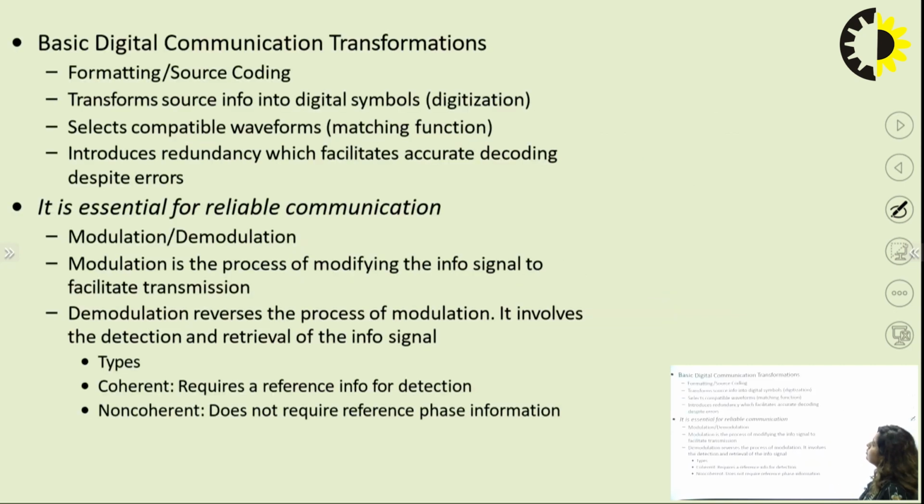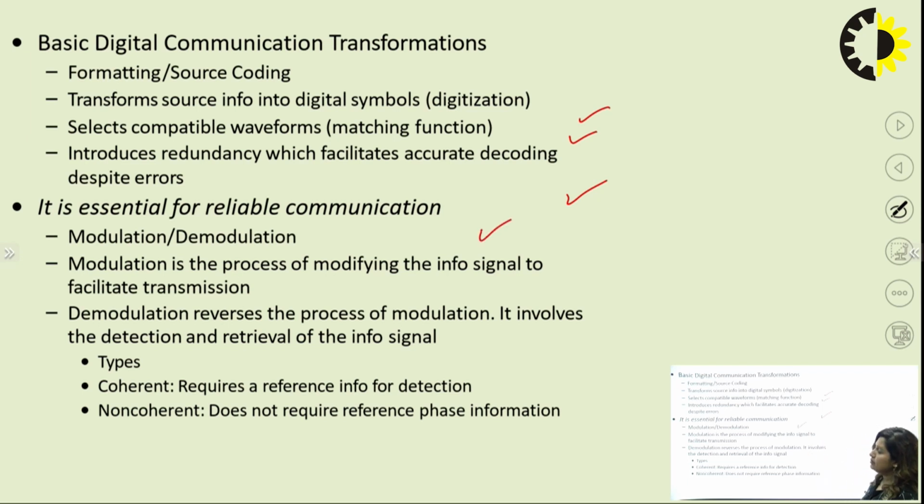So basic digital communication transformations are formatting, source coding, which transforms the source into digital symbols, called digitization, then selecting compatible waveforms with matching functions, and introducing redundancy in the case of channel coding. Although some errors can be introduced in the data at the channel, we can introduce redundant bits or parity bits so that we can easily recover our original data. So it is essential for digital communication.